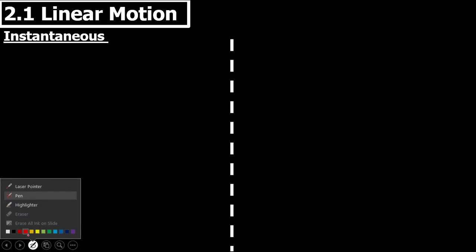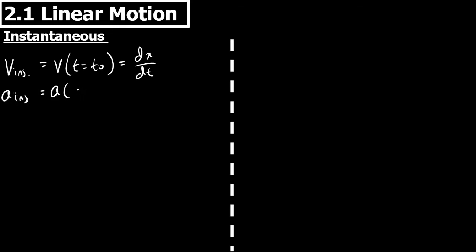So when we talk about instantaneous of any physical quantity, we are talking about the value of that physical quantity at that moment. Okay, it is the instant value. So when we talk about instant velocity, we are talking about the velocity at that particular time. So say that time is t naught, right? So that's going to be dx over dt. All right, and then same thing with acceleration. When we talk about instantaneous acceleration, we are talking about acceleration at that particular time. All right, so dv over dt.